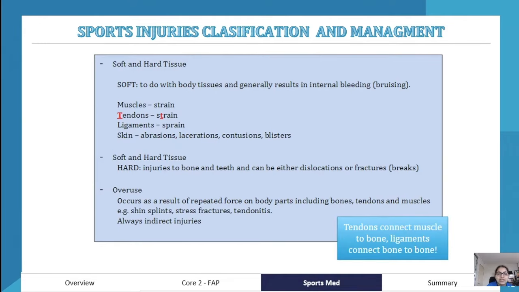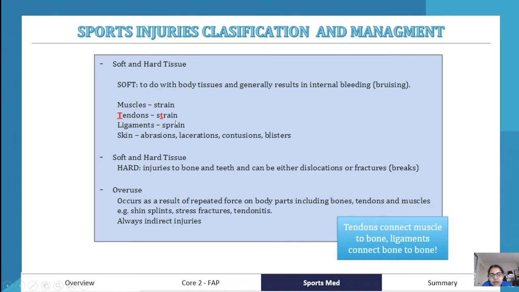So soft and hard tissue injury. Soft tissue injury has to do with the body tissues, and it generally results in internal bleeding or bruising. Soft tissue injuries can impact muscles, tendons, ligaments, and skin, and there are specific classifications for each. If you have a soft tissue injury on muscles, you have what we call strains. However, if you have a soft tissue injury on tendons, that is a strain. So injury to muscles is called strain.